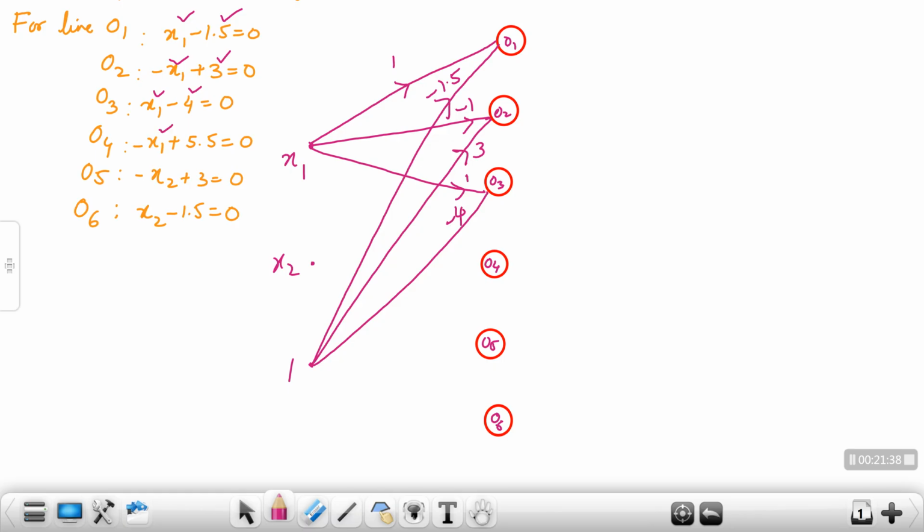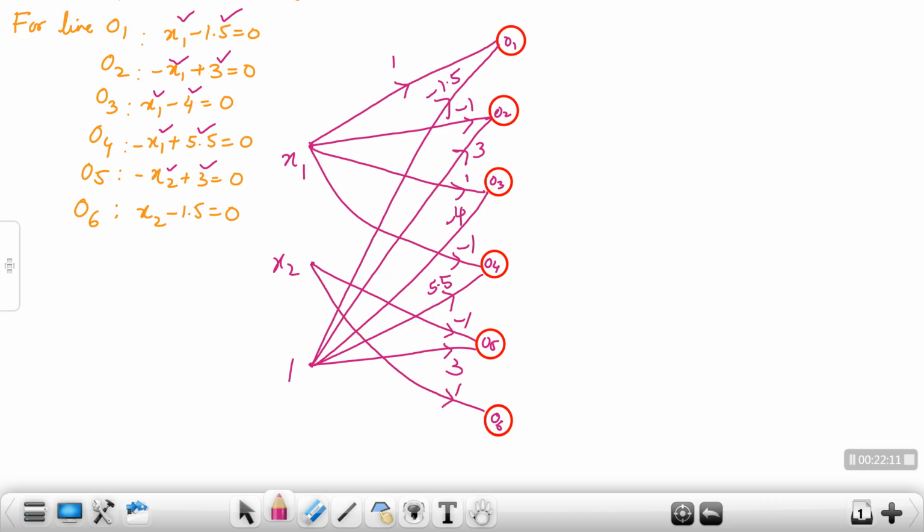Similarly for O4, it is minus X1 plus 5.5. So I will write minus 1 here for X1, and for the bias the weight will be 5.5. Similarly for O5, it is minus X2 plus 3. So minus X2 means the weight will be minus 1, and this will be plus 3. And for O6, the weight is 1, and this is minus 1.5.